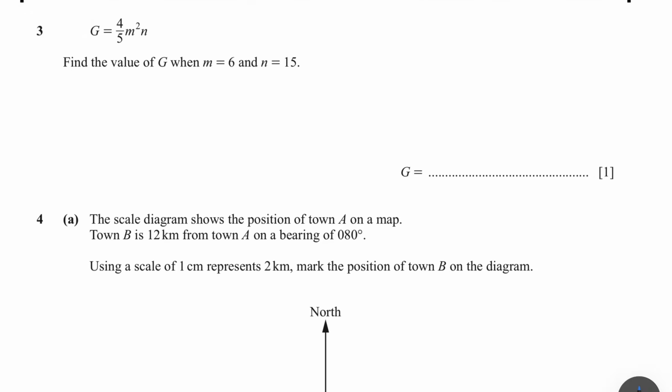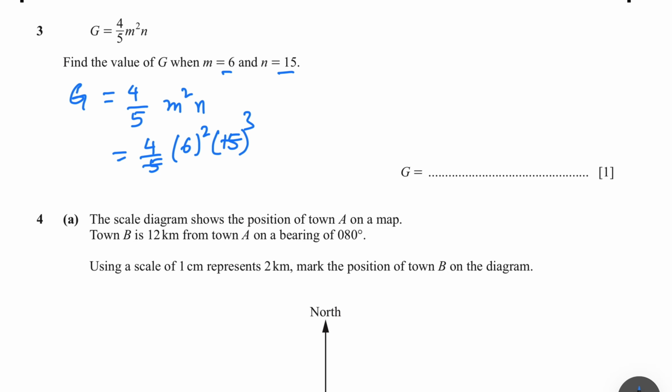Now number 3, we have G given like this and we have the values of m and n. Simply replace these values there. This is 4 over 5 m squared n, right? So m is 6, squared, and n is 15, so 5 times 3 is 15. Now you plug in the values in the calculator and I got 432, right?